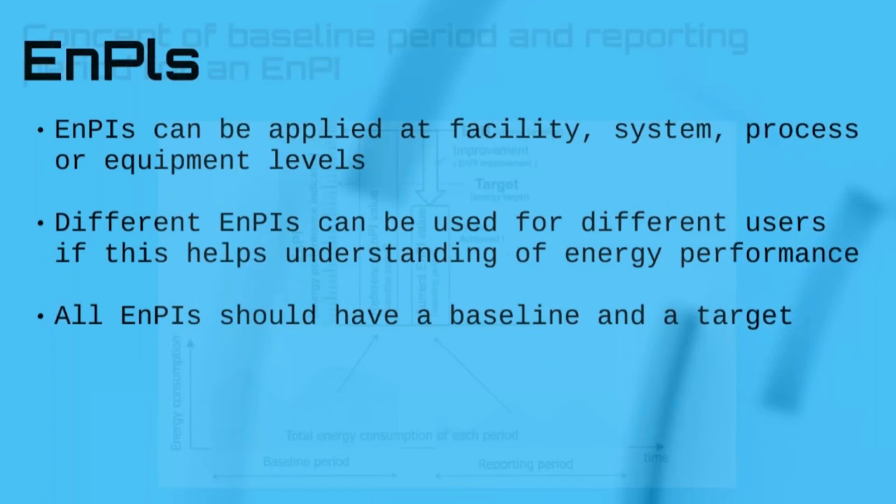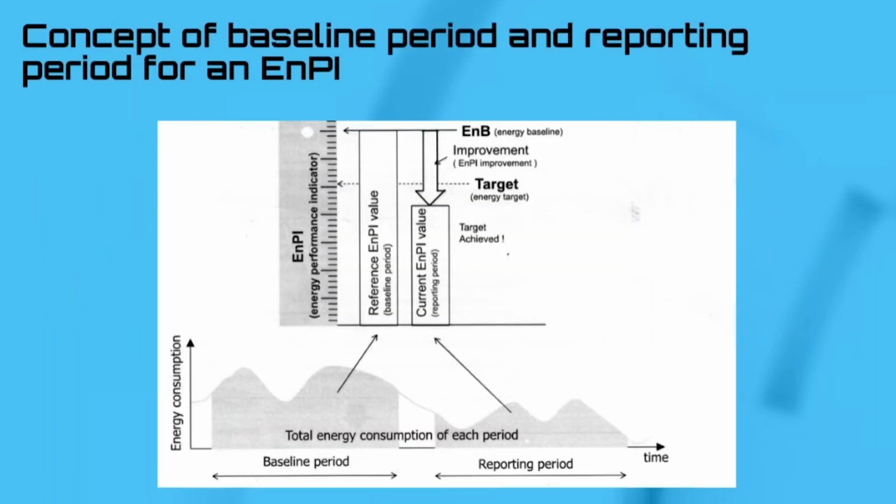So this is quite an important slide. I think it's one of the few illustrations I've taken from the standard. This is showing us the concept of the baseline period and the reporting period for an energy performance indicator. So you can see the graphs at the bottom of the screen showing a lump of energy being used in the baseline period, and then conveniently a smaller lump of energy being used in the reporting period, so showing a reduction.